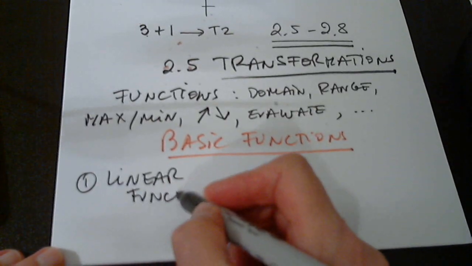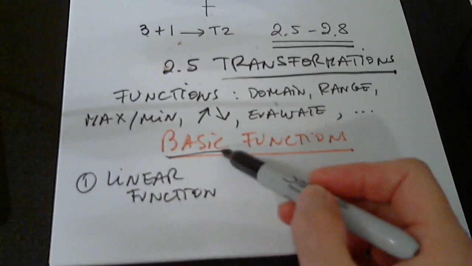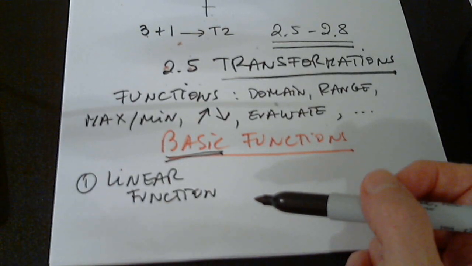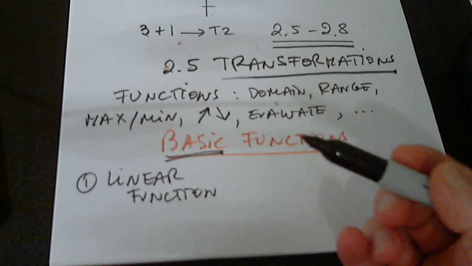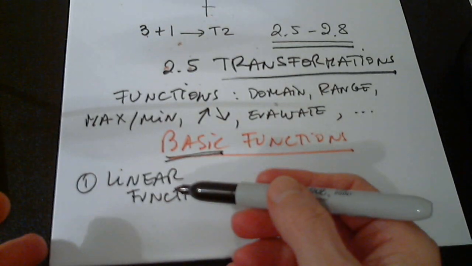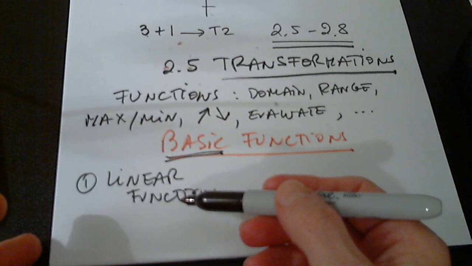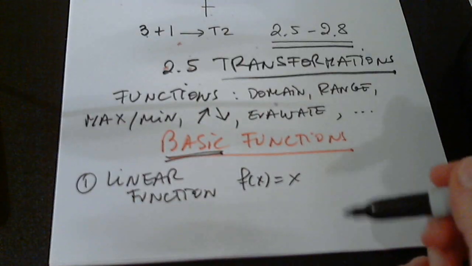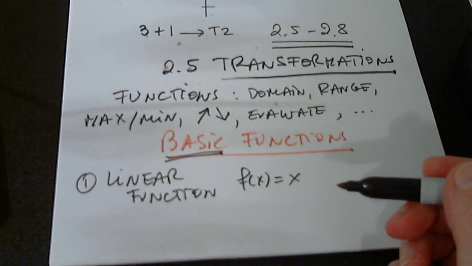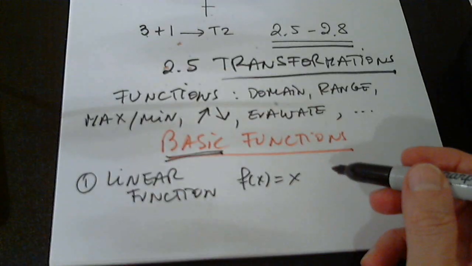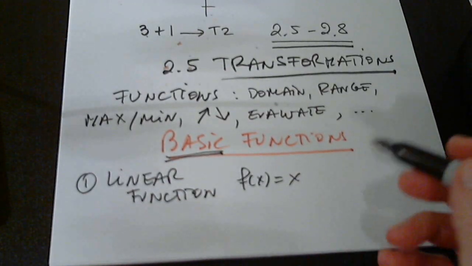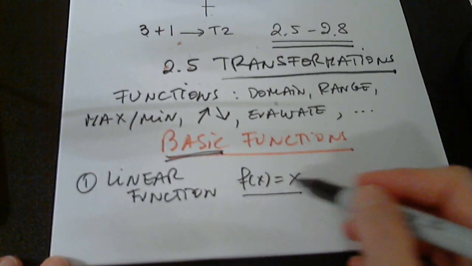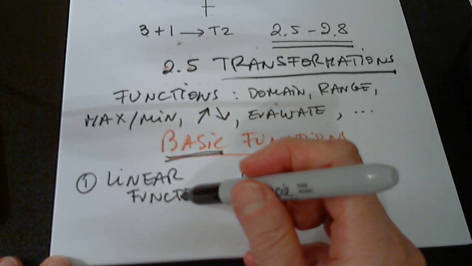So first, we start with a basic linear function. What do I mean by basic? The simplest possible function from each category. What is the simplest function in the category of linear functions? It's f of x equals x. Because if I have 2x plus 5, it's not the simplest. If I have 1/2 x minus 3, it's not the simplest. All these are linear functions, but they are not the basic one. This is the simplest possible linear function.